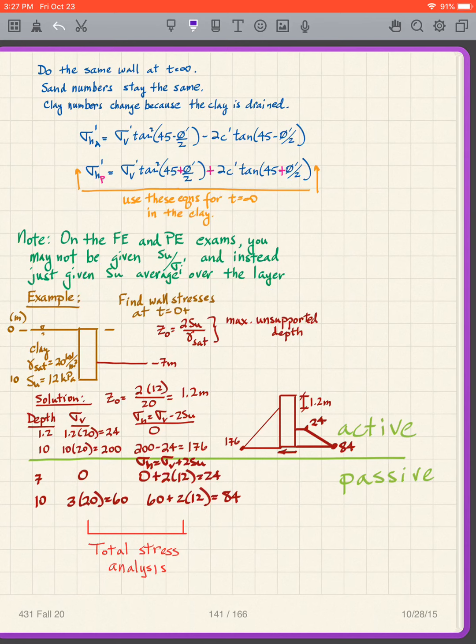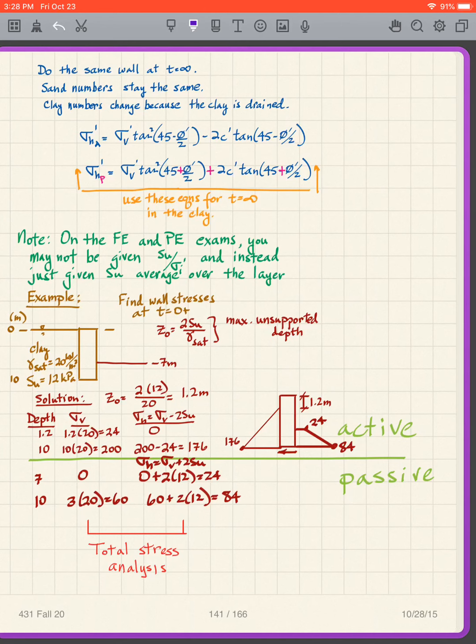So suppose I have this gravity wall here in clay, and I have an Su over the entire depth of 12 kilopascals, for instance, and you can see the dimensions here. It's 10 meters, 7 meters of the wall height. It's embedded 3 meters.